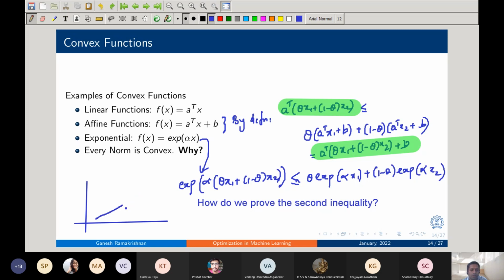Sorry, it does look convex. In fact, every norm is convex. Every norm as a function is convex. Some of these you can prove by first principles. The fact that every norm is convex can be proved by first principles.